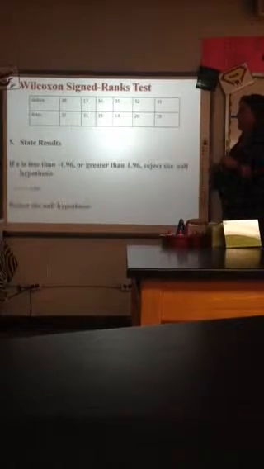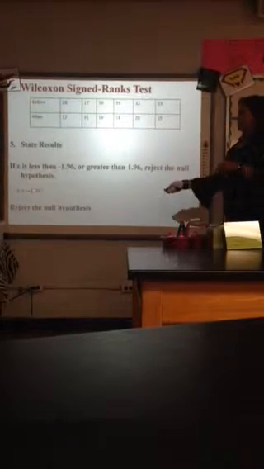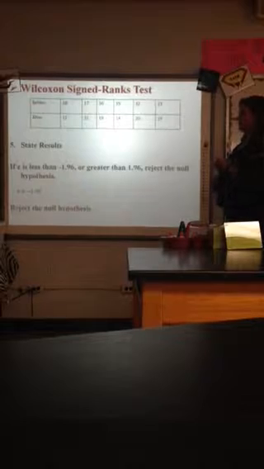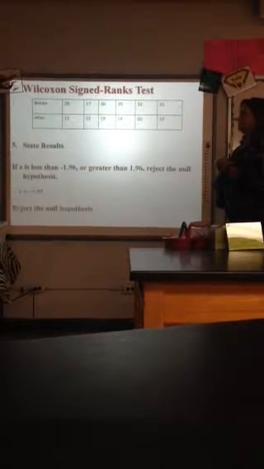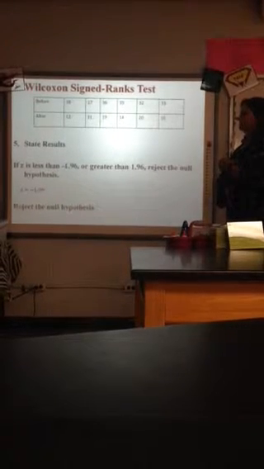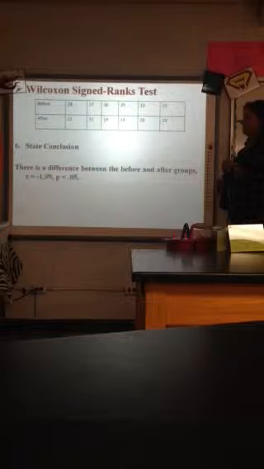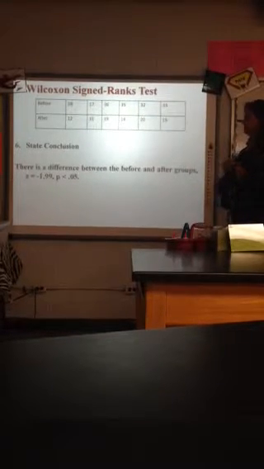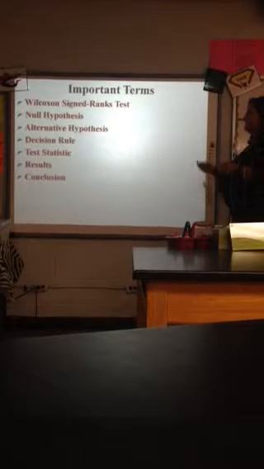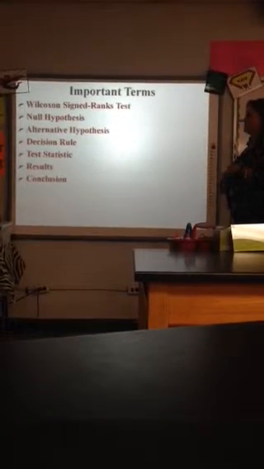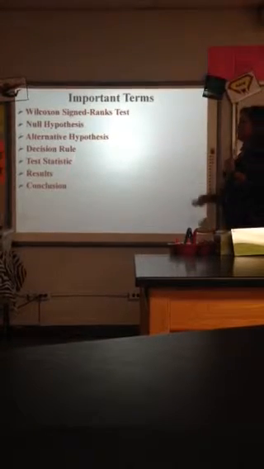So now we can go to our results. Remember, we were going to reject if we had a Z less than negative 1.96 or greater than positive 1.96. And we had a Z of negative 1.99. That's just less than negative 1.96, so that means we can reject the null hypothesis. And we're going to conclude that there is a difference between the before and after years using a Wilcoxon sign test. Important terms: results, alternative hypothesis, decision rule.